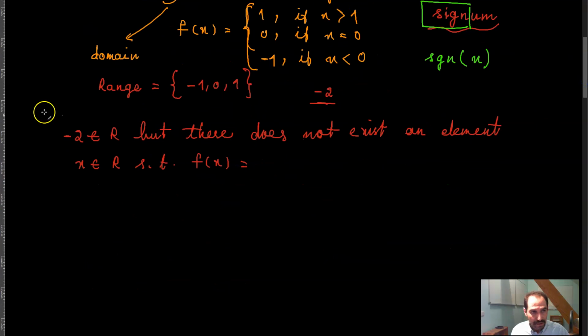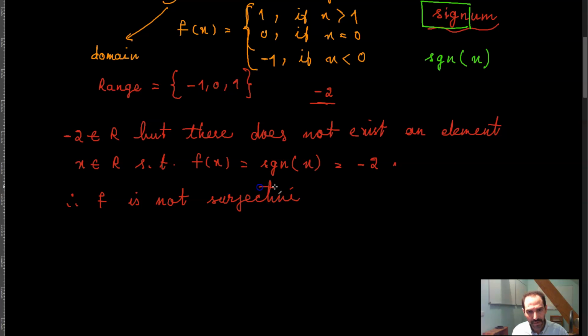So we can say that there does not exist an element x belonging to R such that f of x, which is SGN of x, is equal to, for example, -2, and therefore f is not surjective. F is not surjective, or onto, right?